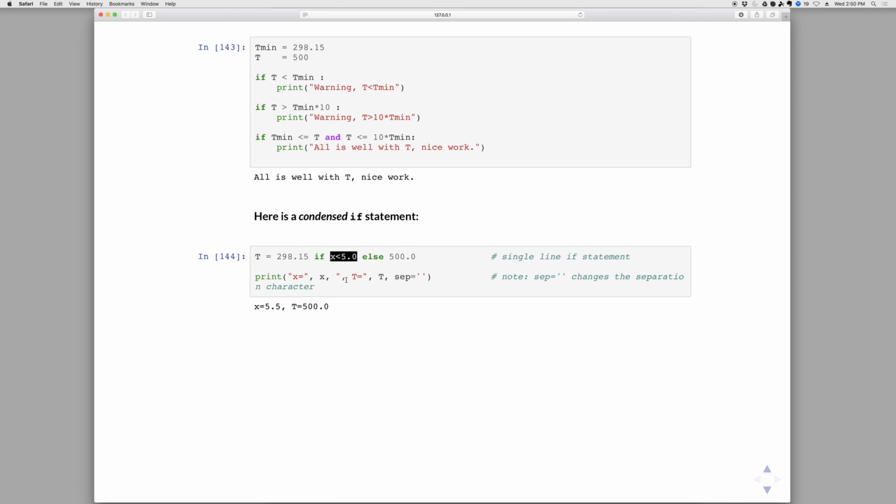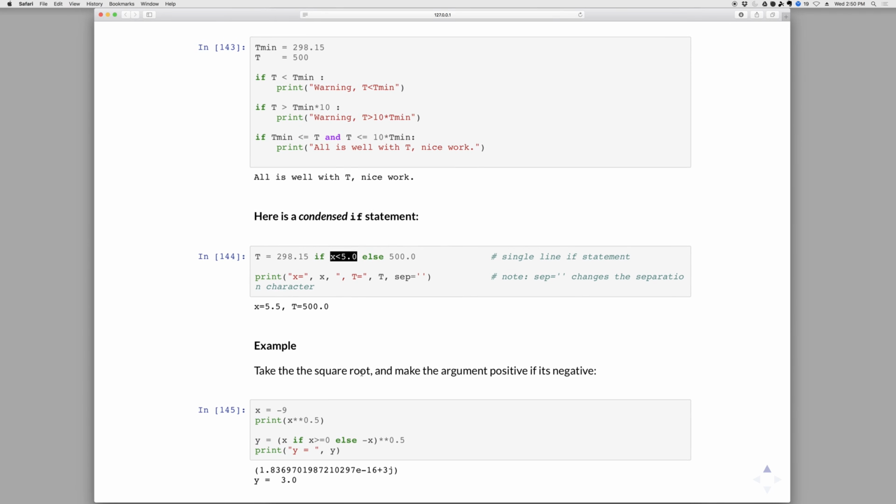So an example of using this would be, suppose I want to take the square root and make the argument positive if it would have been negative. So I can't take the square root of a negative number. So if we have a negative number, make it positive before we take the square root. So here I have x is minus 9. If I go print x to the 0.5 power, I'd get the imaginary number 3i. In this case, it's 0 for the real part, plus 3j, and j is Python's symbol for the imaginary number i. So effectively, we're getting 3i for the square root of minus 9.